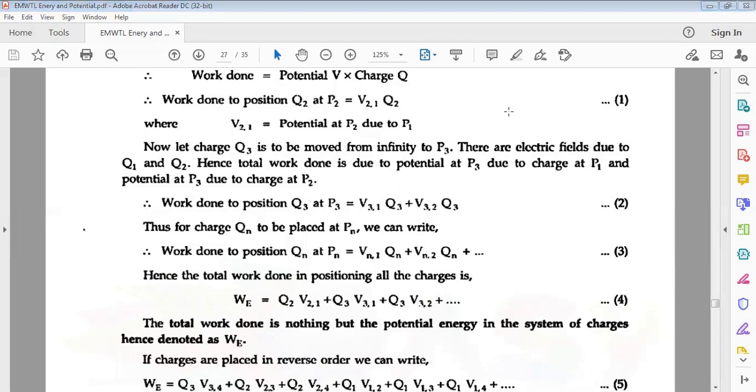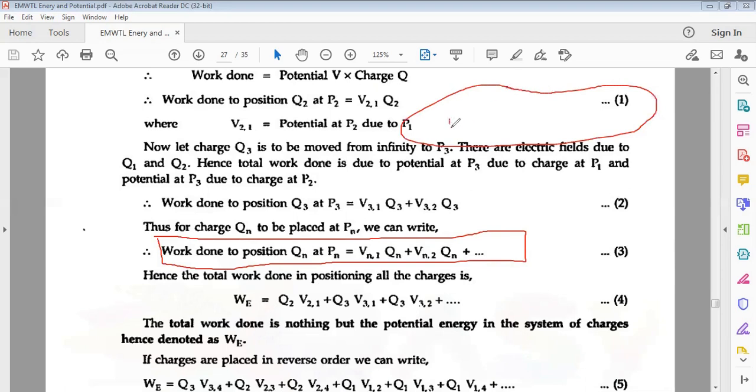So the work done to place a charge at Pn is V_n1 Qn, V_n2 Qn, and so on. Here the charge Q1 exerts a force due to the charge Q2, and a force is exerted on Qn due to Q1, and so on. And the total work done in the position of all the charges, because we assume a space, at P1, at P2, and at P3.